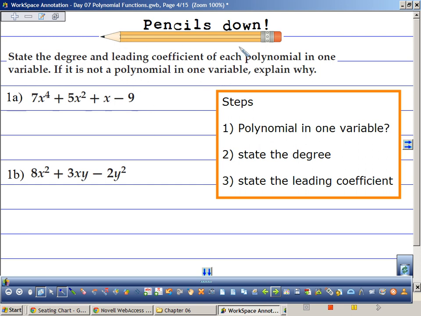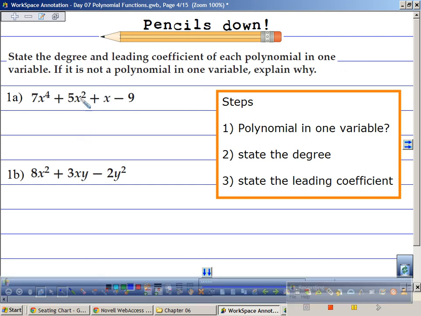State the degree and leading coefficient of each polynomial in one variable. I didn't think I needed a definition of what a polynomial is in one variable because this example will clear it up real quickly for you. This is a polynomial in one variable. This is a polynomial in 2 variables. What's the difference? This one has 2 variables. This one has 1 variable. We're looking for polynomials in 1 variable. So that being said, this is a polynomial in 1 variable.